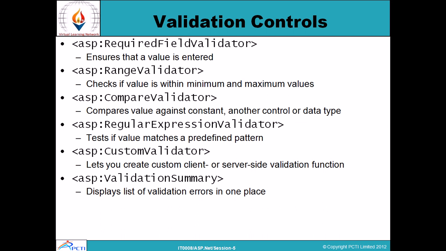Validation controls. ASP: required field validator. It ensures that a value is entered. So now we are going to discuss the different validation controls and the meaning of each and every control. The ASP: required field validator control is used for ensuring that a value is entered. Another is ASP: range validator. It checks if the value is within minimum and maximum values.